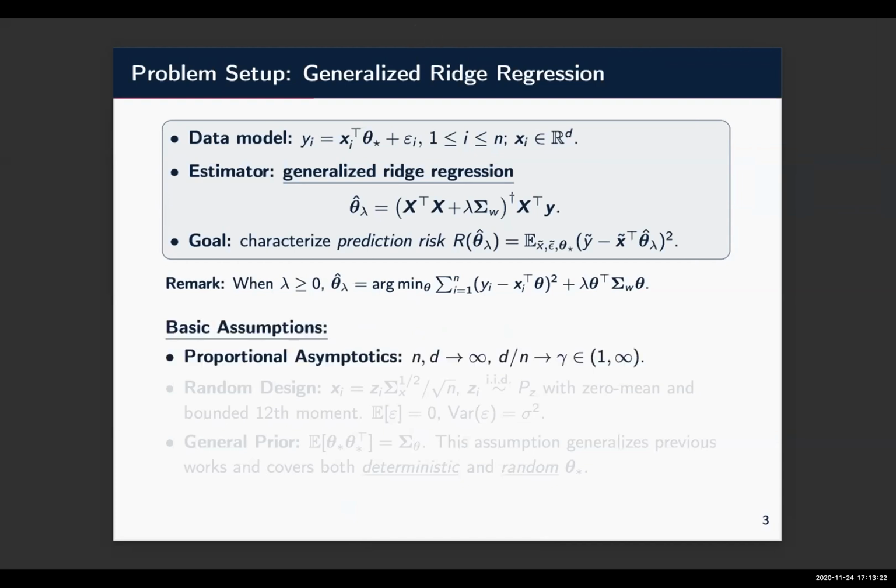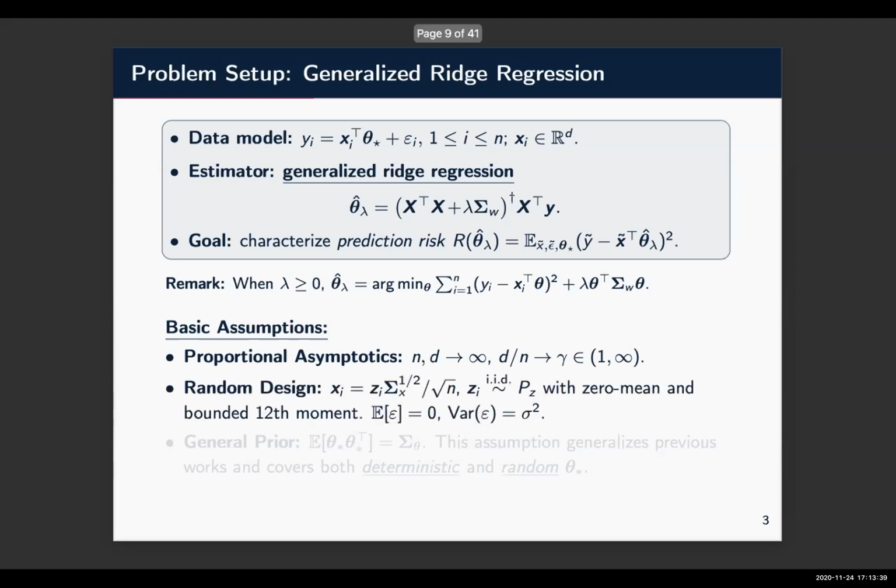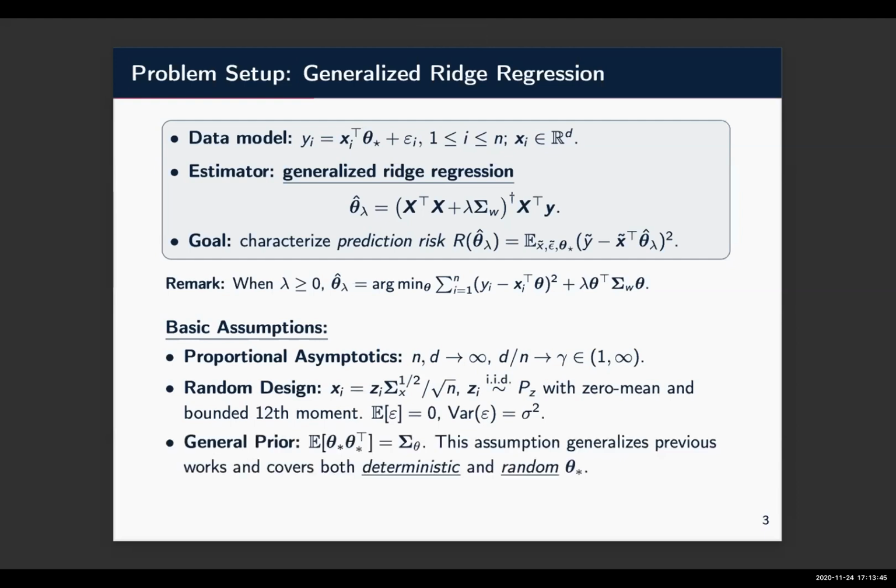The regime that we'll be working in is a proportional asymptotic limit. We let the number of samples n and the number of parameters d diverge at the same rate, and the ratio converges to a fixed constant gamma, which is larger than 1. This means that we only consider the overparameterized regime. Our input features are drawn IID from some distribution with covariance sigma x, and we also place a prior sigma theta on the true coefficients, or the teacher model. This can be interpreted as computing the Bayes risk. Basically, this is where we generalize previous asymptotic analysis on ridge regression, most of which only looked at the case where sigma theta is identity, whereas we allow it to be much more general.